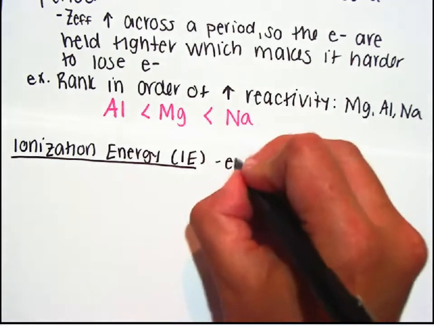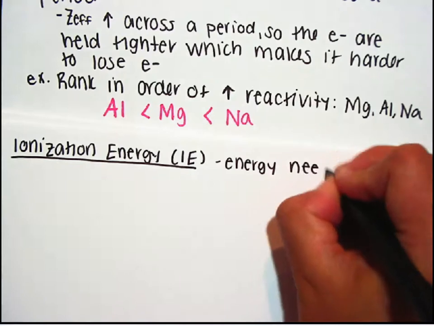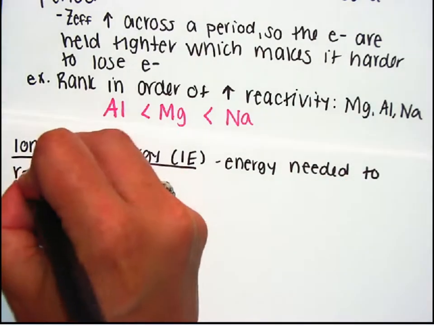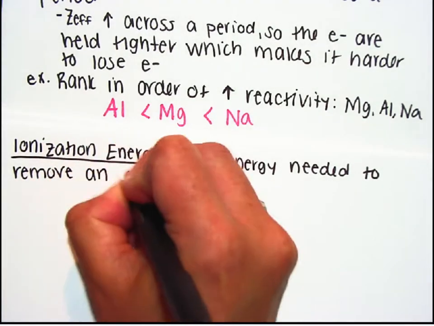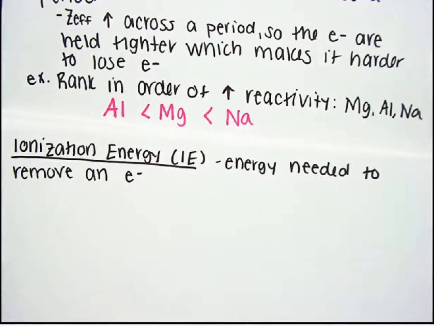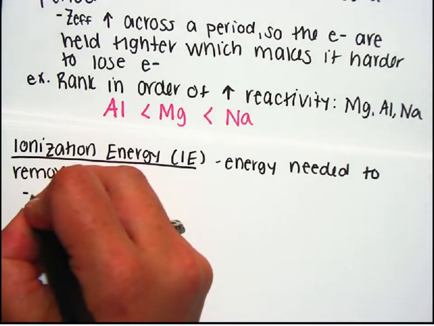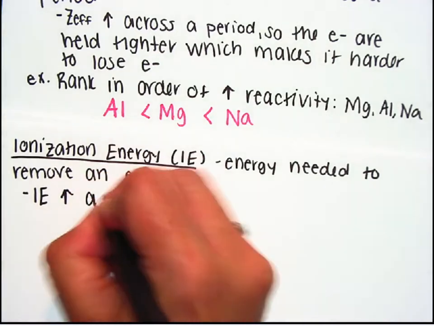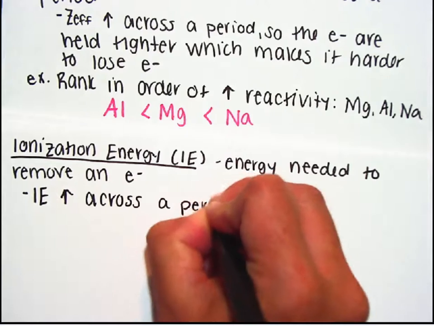Ionization energy is the energy needed to remove an electron. Our trend: ionization energy increases across a period.